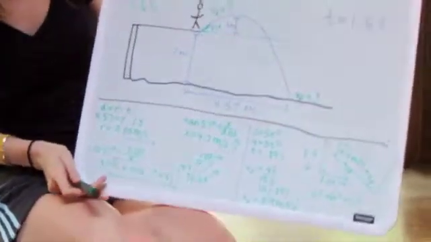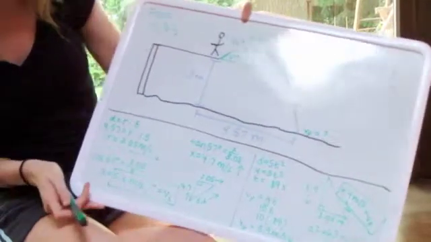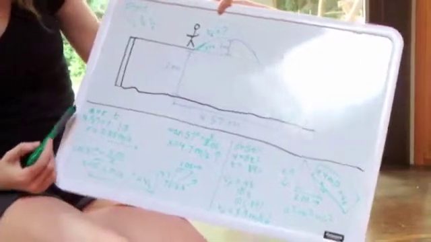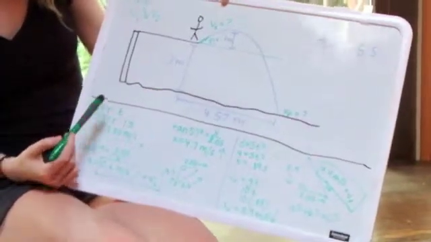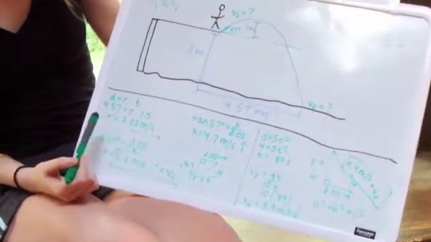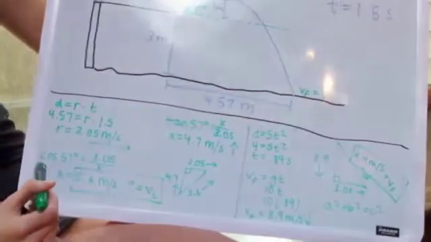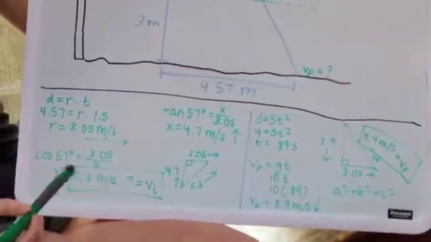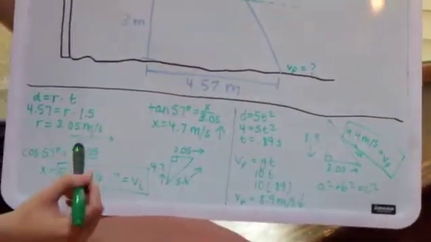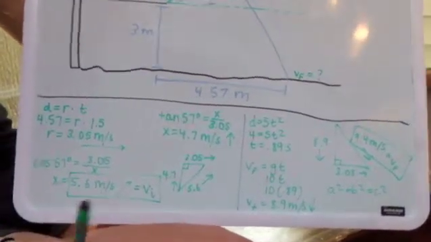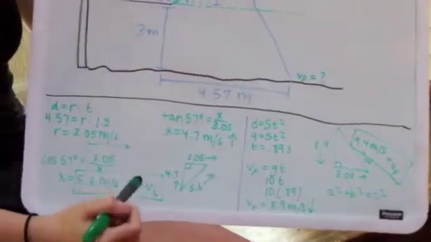So we have to find initial velocity and final velocity in this problem. So first you have to find the initial velocity from her original jump. So you use the equation d equals rate times time to find that the horizontal velocity is 3.05 meters per second. So that's the horizontal velocity throughout the whole problem. And then you use trigonometry, and you have the cosine of 57 degrees is equal to 3.05 over x, or 5.6 meters per second. And that's the diagonal velocity, so that's the initial velocity of the problem.